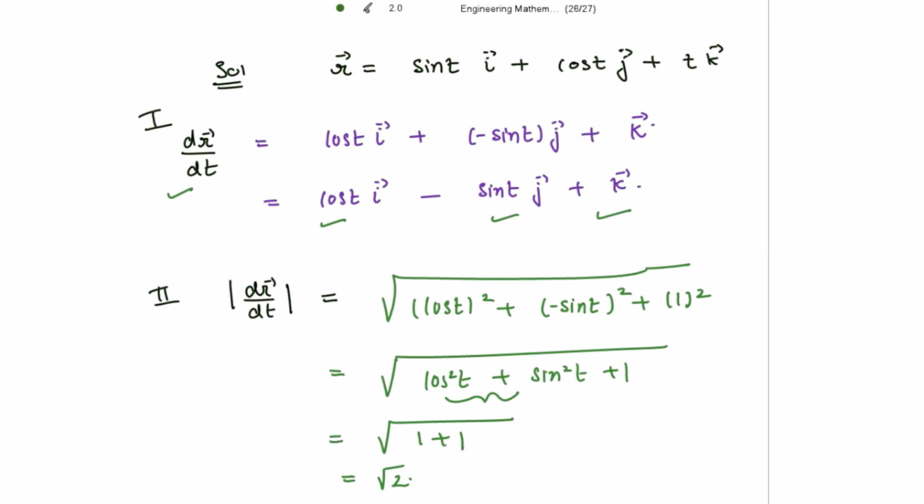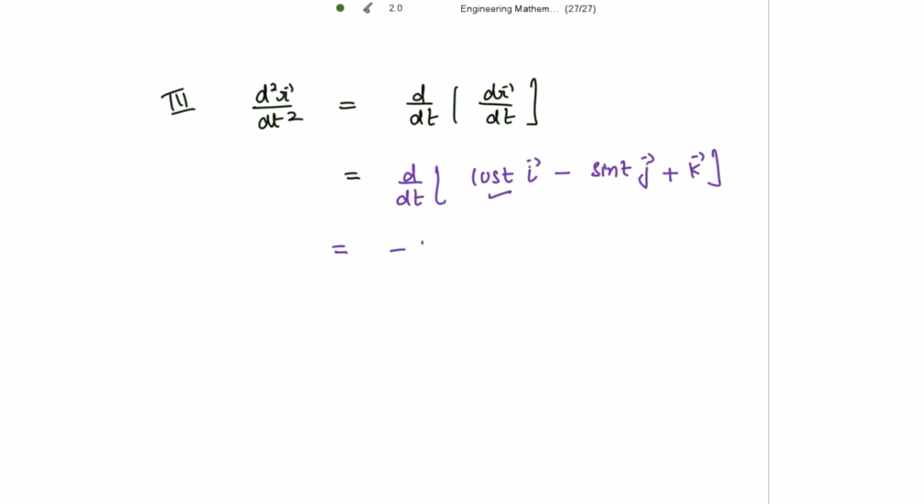Then third part, we need to take the second derivative of r vector with respect to t, that is d by dt of dr vector with respect to t. So we need to derivate dr by dt. What is dr by dt? It is cos t I minus sin t j plus k. So derivating this, we get minus sin t I minus cos t j plus, derivative of this is 0. So we have this only.